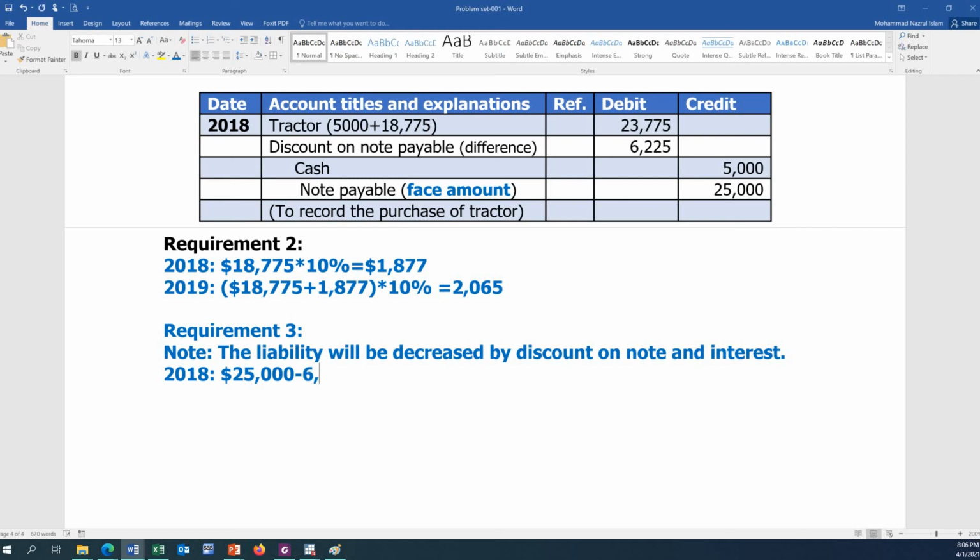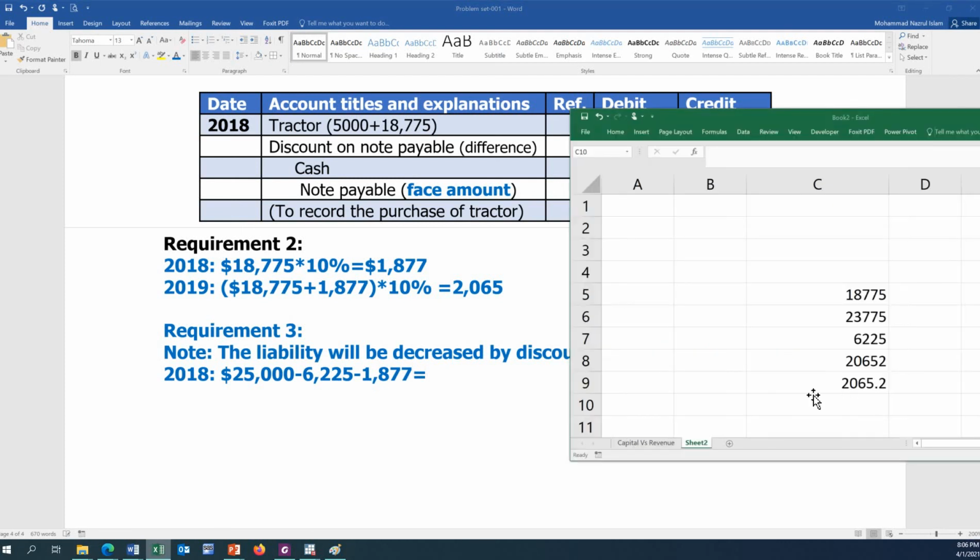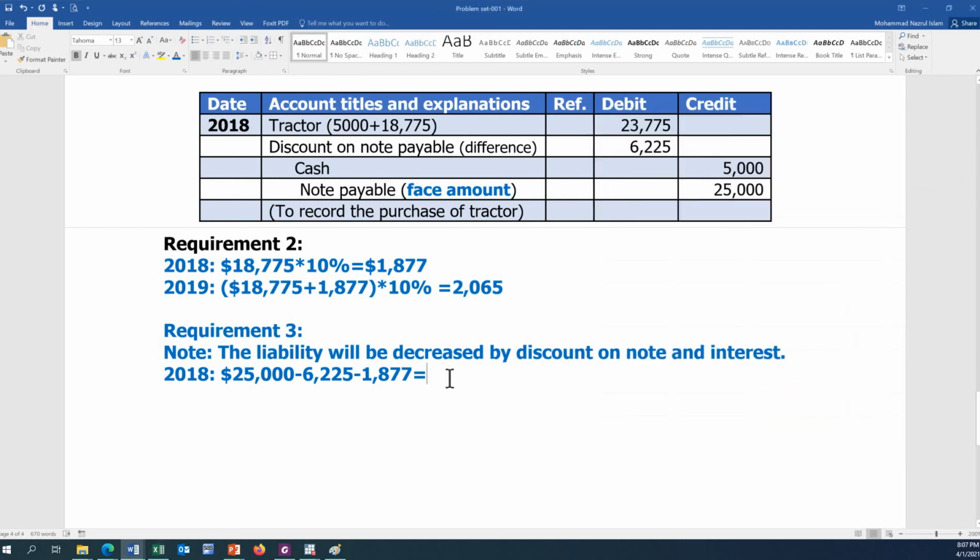So 6,225, minus the interest in 2018, which is 1,877. Let's see what is the value of this one. So 25,000 minus 6,225 minus 1,877. We should use the equal sign over here. So this one is 16,898.